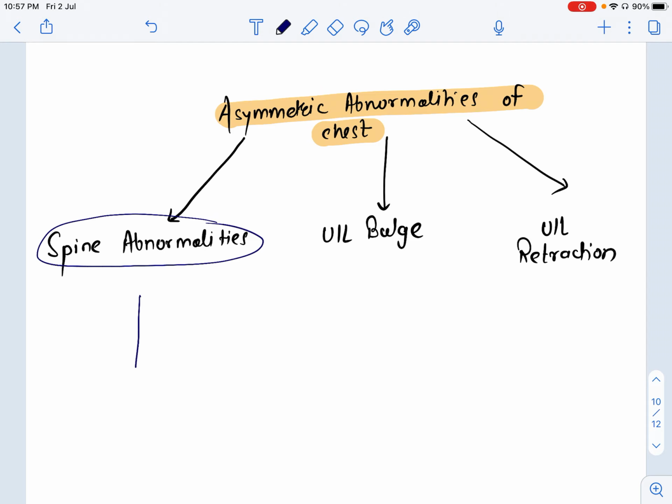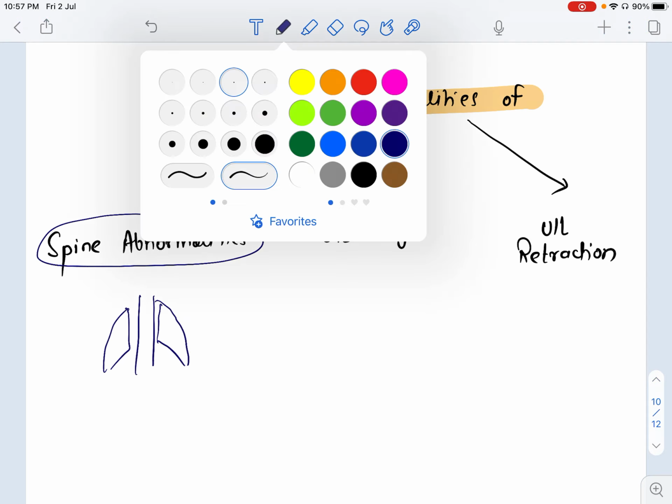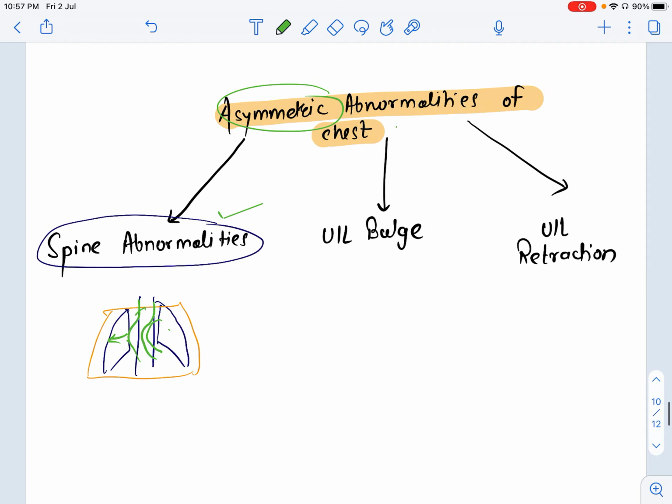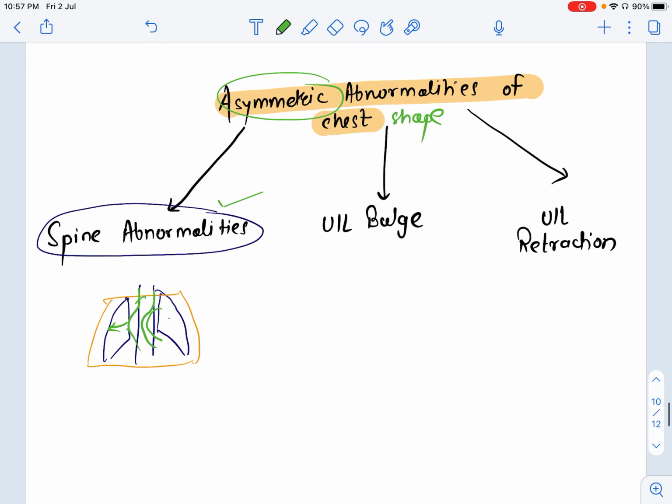So imagine this is a patient's spine and these are his lungs. And this is the overlying chest. Now imagine if this spine is tilted like this. Obviously this part of lung will be compressed and this one will expand. So these will lead to a curve and you will get an asymmetric abnormality of chest. So you must look for a spine abnormality. The important cause of asymmetric abnormality of chest shape is spine abnormality.